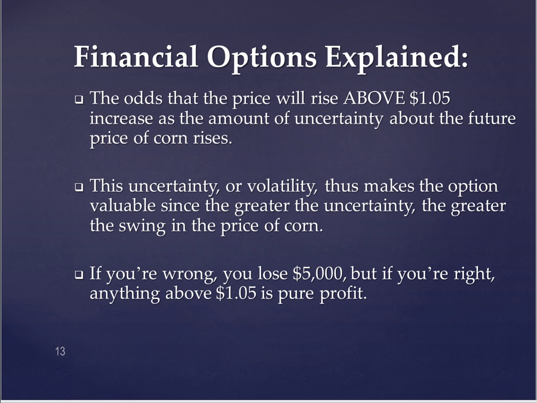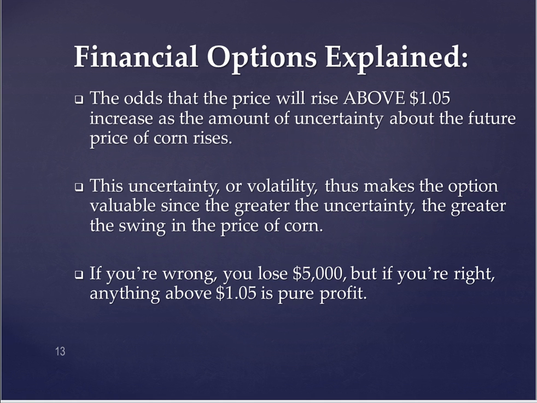The odds that the price will rise above $1.05 increase as the amount of uncertainty about the future of corn prices rises. So volatility is a very important thing. The more volatility, the more potential value lies within the option itself. Volatility meaning the extent to which price might fluctuate. If the volatility is high, the price could be $1.10, or in extreme cases, it could go up to $1.50, $2, in which case the option you purchase could be very, very valuable. So when volatility is high, options are worth more. So it's uncertainty that drives the price of an option.